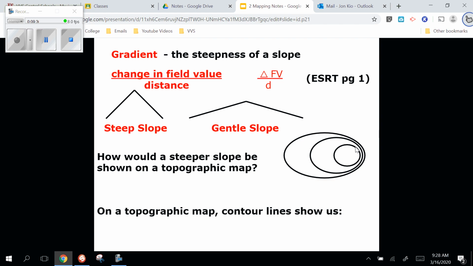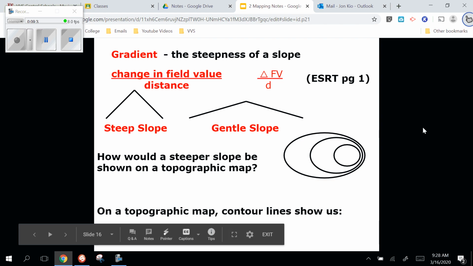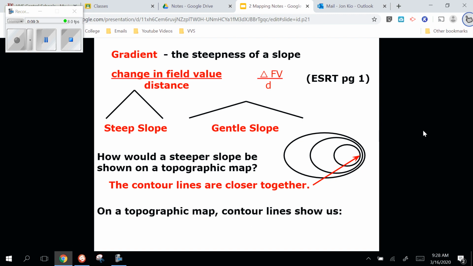All right, over here. How would a steeper slope be shown on a topographic map? Well, close contour lines. If I were to put a compass rose right in the center of this, right there, this is the north side of the mountain, this is the west side of the mountain, this is the south side, and this is the east side, we would know by looking at these lines that the east side of that mountain is the steepest.